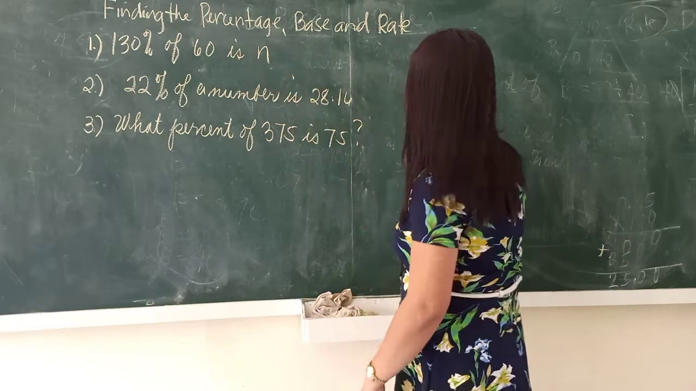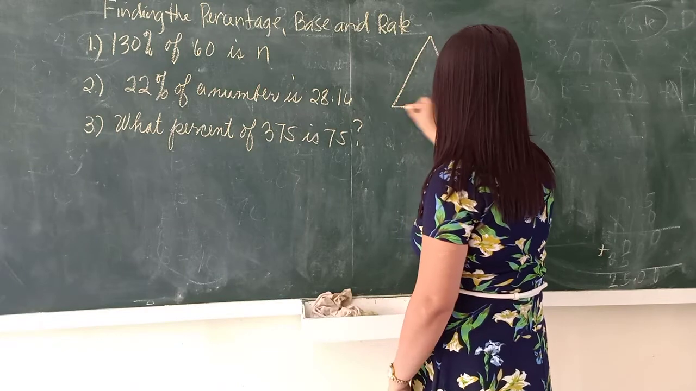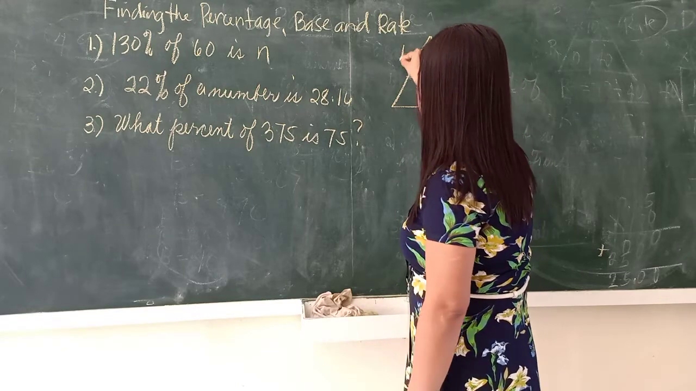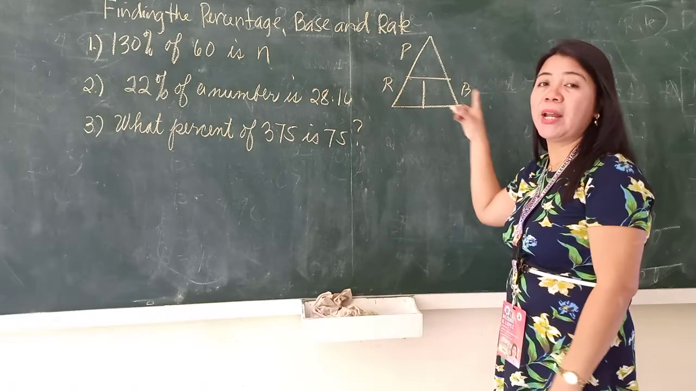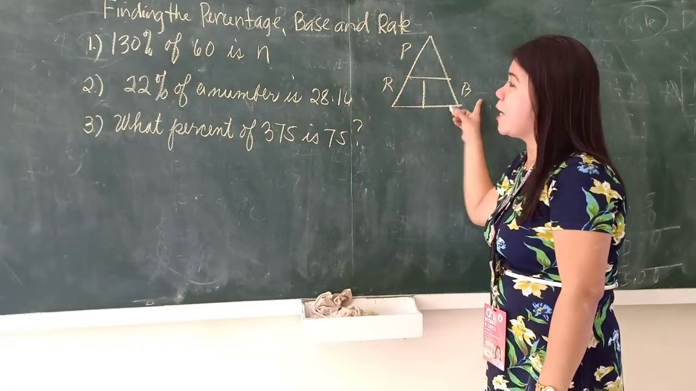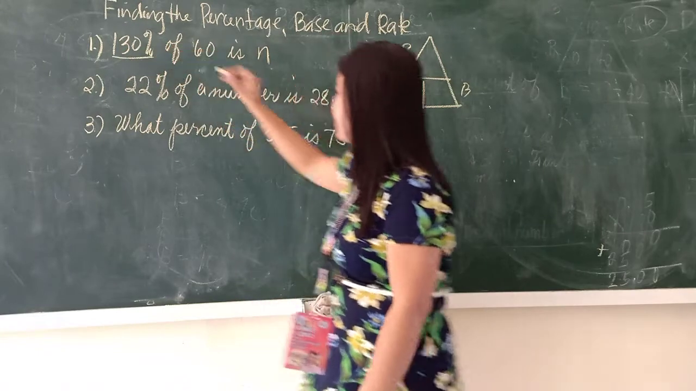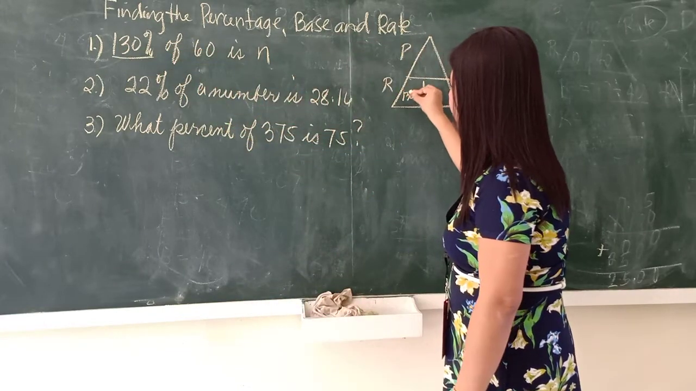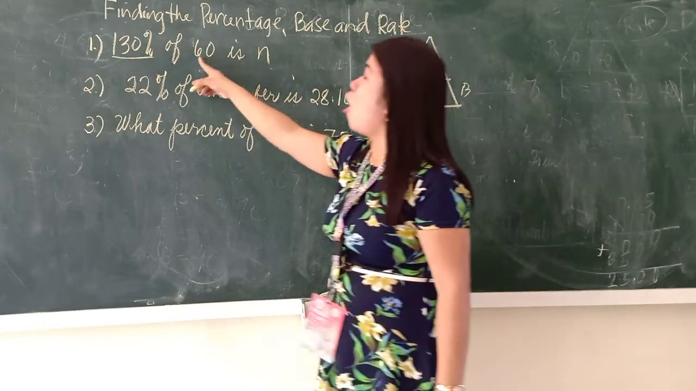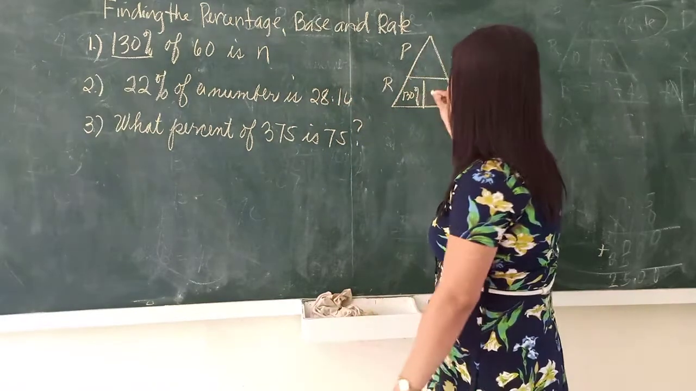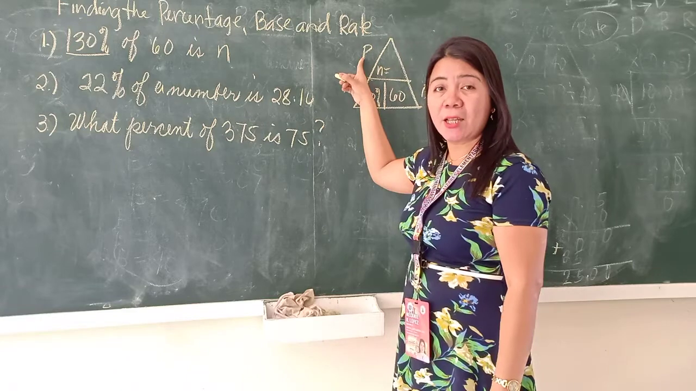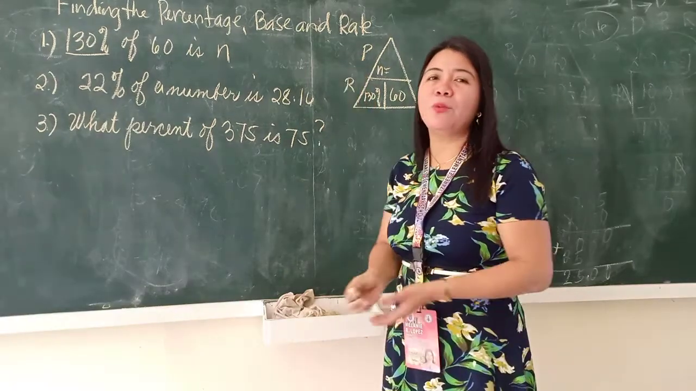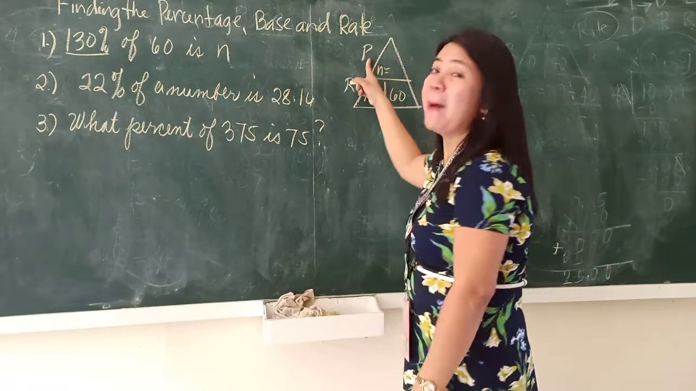So first step, Tetran's triangle. Percentage, rate, and base. Pero kung sa ulo nyo na, you don't need to write the label anymore. Okay, 130%, it's a rate. So, dito na siya butang sa dalong. Of 60, kaya sunod sa of, 60 is the base. Therefore, your n is your percentage. So, in example number 1, we will be solving for the percentage.